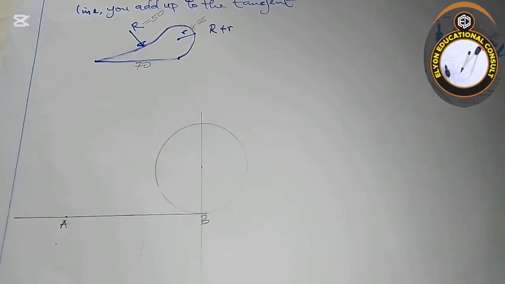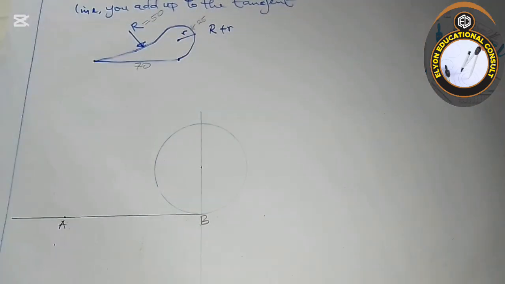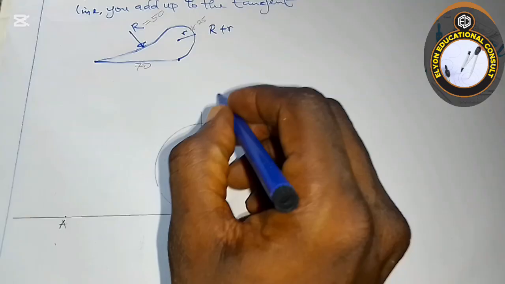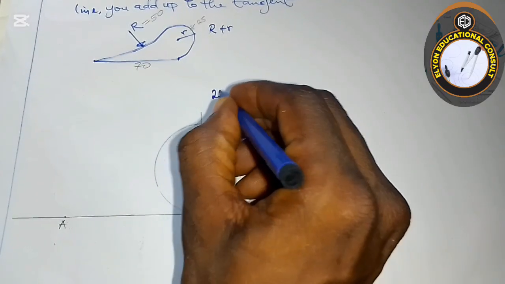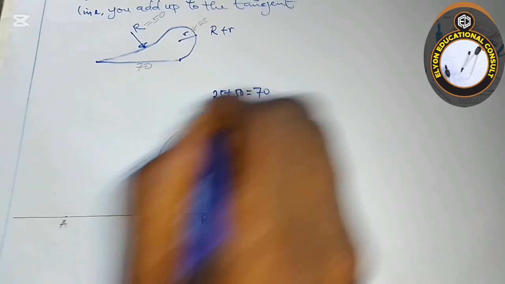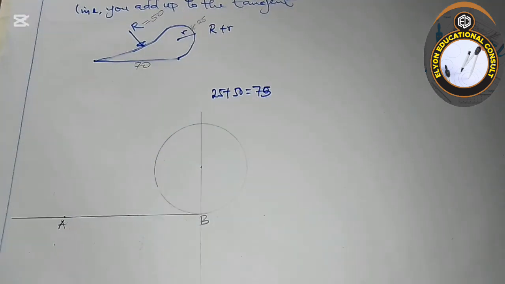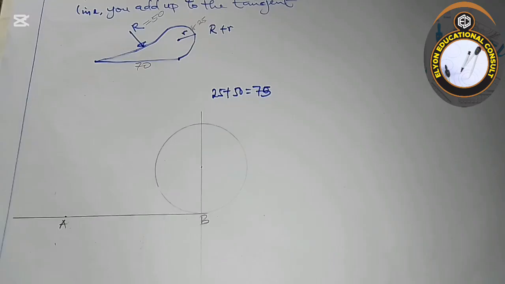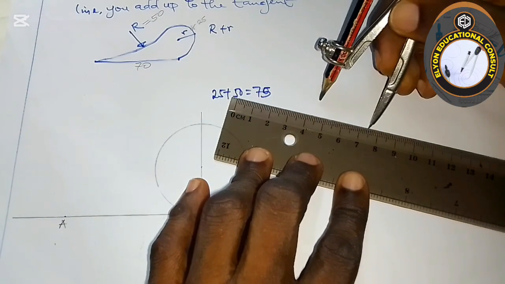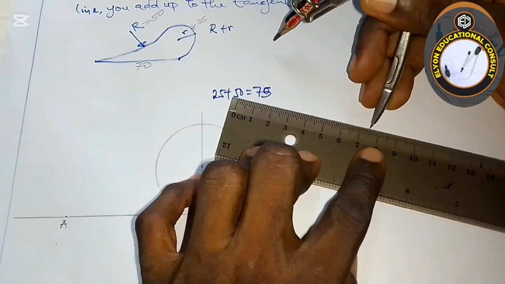Now what I'm going to do, the radius of this circle, which is 25, I'm going to add it up. So all I'm going to say is 25 plus 50, which is going to give me 75. So let's see that now. I'm going to measure 75 here, this 75.